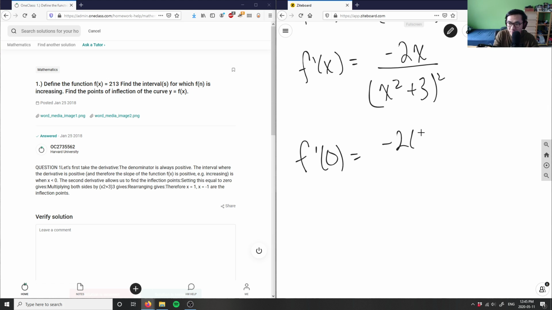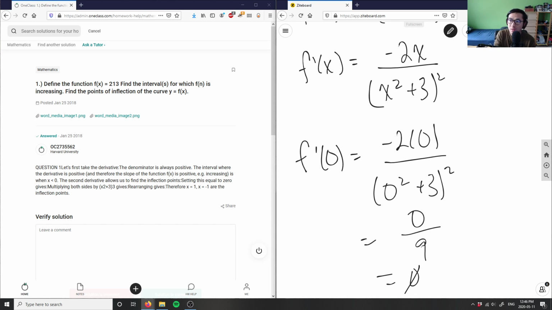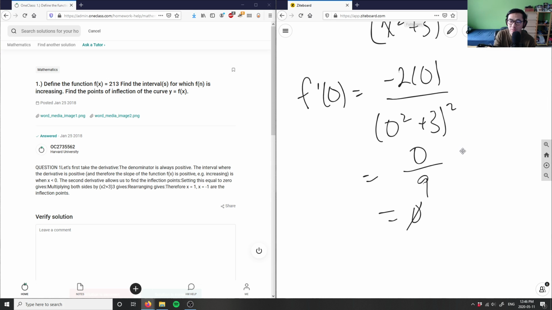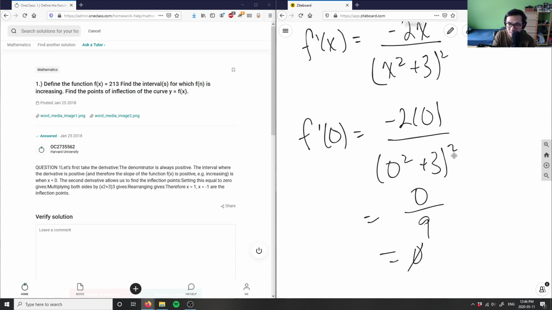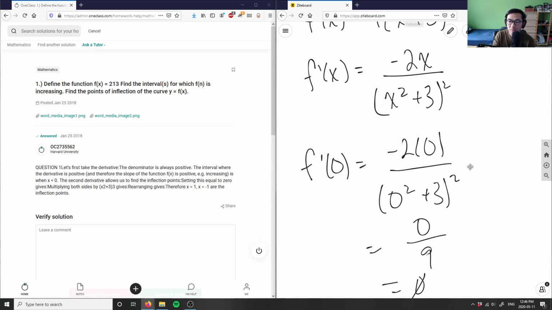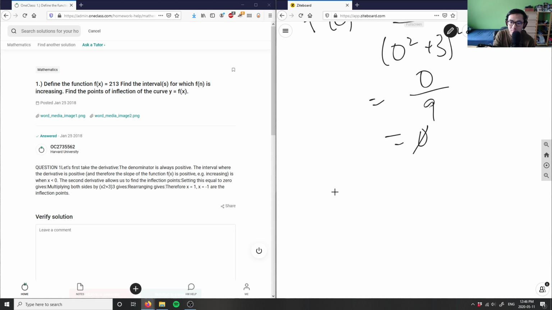Equals -2 times 0, and then this is simply 0 squared plus 3 squared here. And this would simply equal 0 at the top. It doesn't matter what it is at the bottom. I think in this case it is 9. This here still equals 0. So in this case, f prime of 0 is 0. So therefore, if it's less than 0, then it would be increasing here. So therefore, I can say x is less than 0 would f of x be increasing.